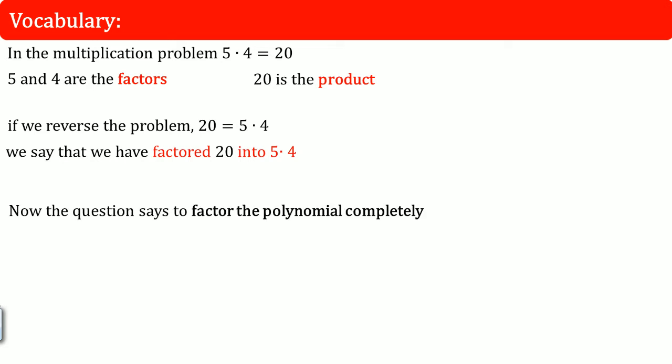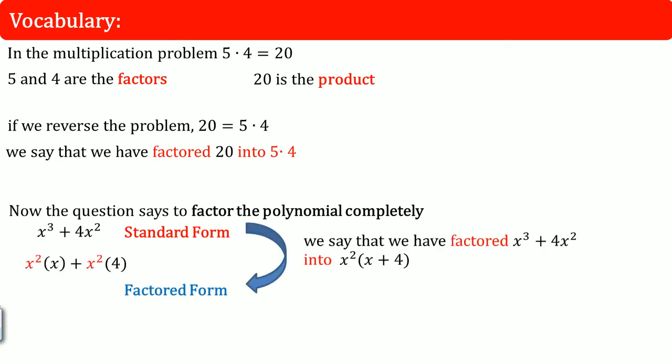Now, if the question says to factor a polynomial, you have to break it up into the parts that multiply to make it. Like 20, the two parts that multiply together to make it were 5 times 4. Same thing here. Let's say x cubed plus 4x squared. What are the parts that multiply together to make it? In this case, it would be x squared. We say that we have factored x cubed plus 4x squared into x squared times parentheses x plus 4. So that is our answer.